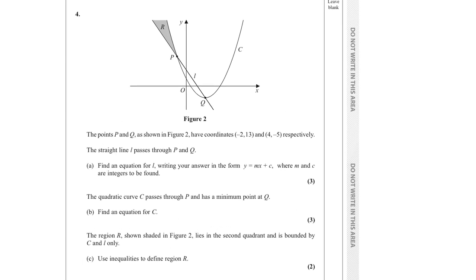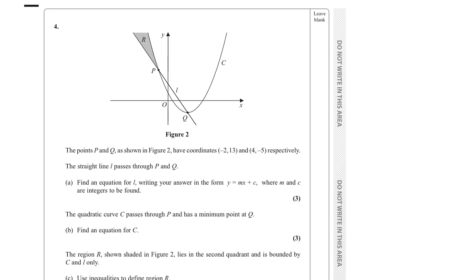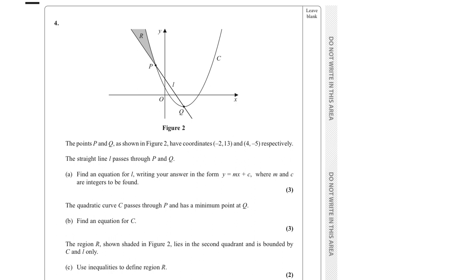Okay, question 4. So the points P and Q are shown in the figure. They have coordinates minus 2, 13. I'll write it on there. And 4, minus 5, respectively. Find an equation for the line that passes through both of them.